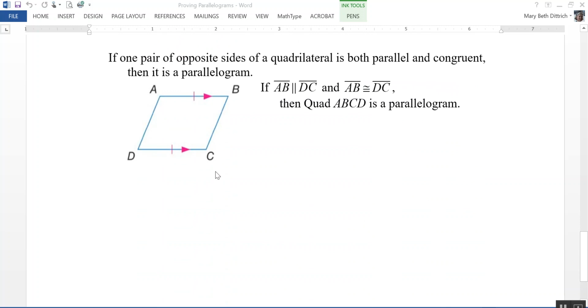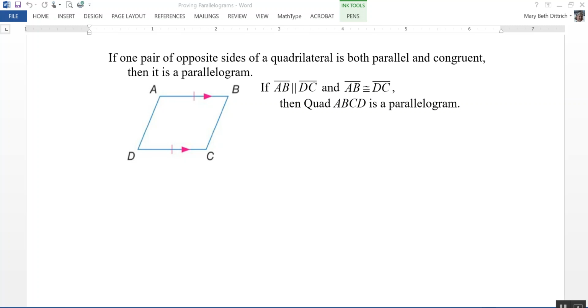And if one pair of opposite sides of a quadrilateral is both parallel and congruent, then it is a parallelogram. So if AB is parallel to DC and AB is also congruent to DC, then quadrilateral ABCD is a parallelogram.